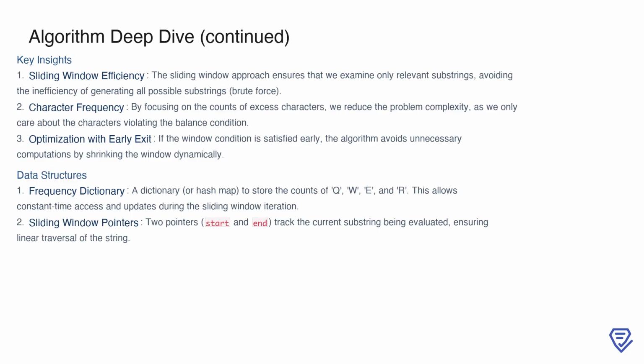By tracking the frequencies of the excess characters, we simplify the problem to just ensuring no violation of the balance condition exists outside the current window. Additionally, the algorithm dynamically adjusts the window size, allowing us to optimize for the smallest substring early and avoid unnecessary computations. To implement this, we rely on a frequency dictionary to store character counts and two pointers to define the window boundaries. These tools ensure that the solution remains both time and space efficient.